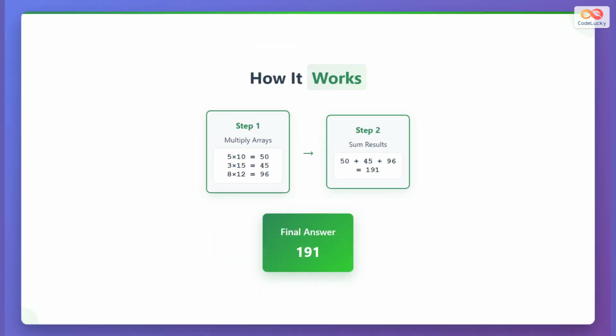Let's break down the calculation step by step. In the first step, we multiply the arrays. 5 times 10 equals 50. 3 times 15 equals 45. 8 times 12 equals 96. In the second step, we sum the results. 50 plus 45 plus 96 equals 191. Therefore, the final answer is 191.